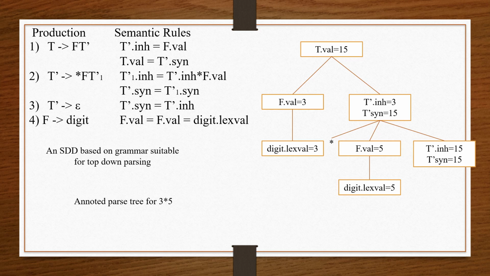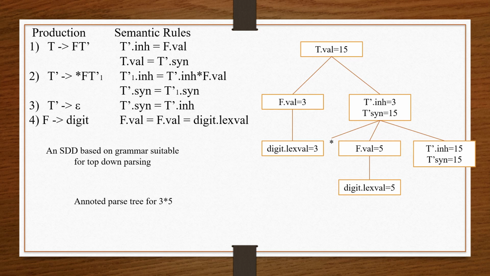Therefore, T' has one special attribute called the inherited attribute. So that will store that value 3. Okay, the inherited attribute will store value 3. So now we have 3. The production at the node T' is T' derives *FT'. The inherited attribute T'.inh is defined by the semantic rule. Now what is the semantic rule? That is equal to T'.inh * F.val. What is T'.inh? 3. Already we copied it from the left subtree and just now we got F.val.